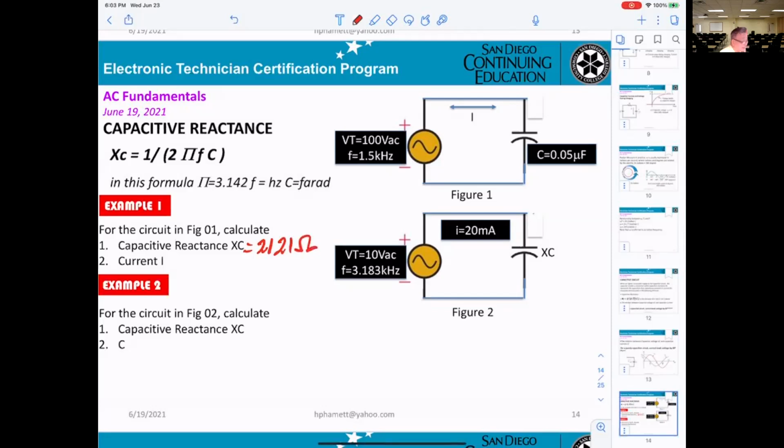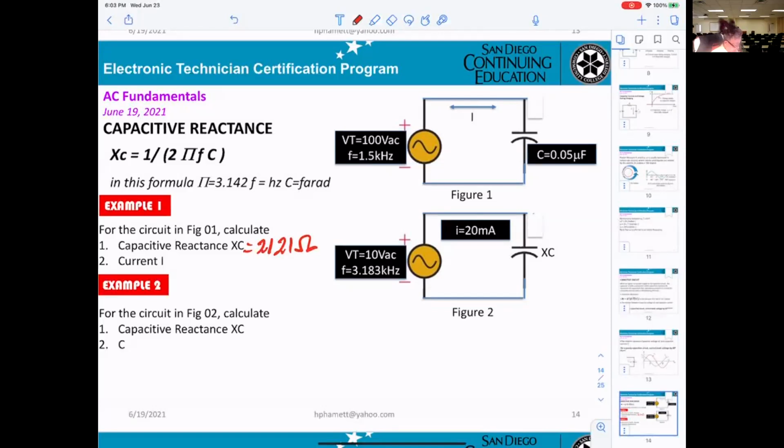Okay, if they want kilo ohm, divide by 1,000, not 10. That would be the same as 2.121 or 2.122 K ohms if you put it in that form.